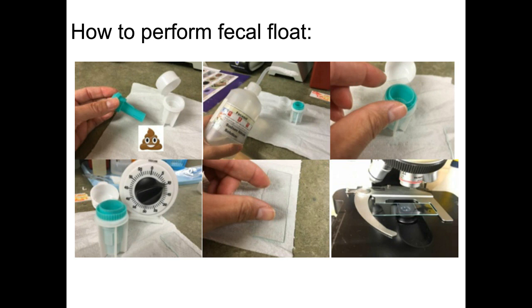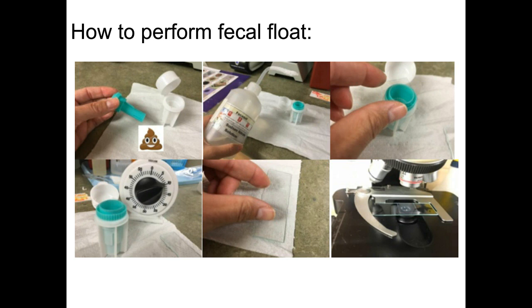So that green area will have a little bit of a bubble of fluid on top. And then you put the cover slip on top of that bubble. So hopefully, once all the eggs start coming up from the bottom in about 10 minutes, they will be stuck to the cover slip. Then you'll take that cover slip off, put it on a microscope slide, look under the microscope, and you'll see some of the intestinal parasite eggs that we have talked about.